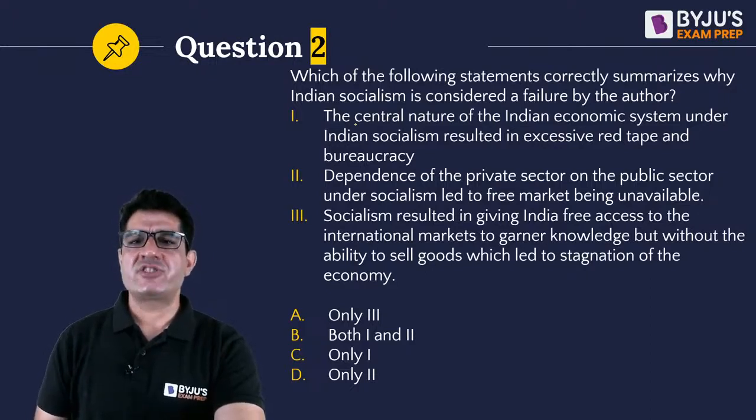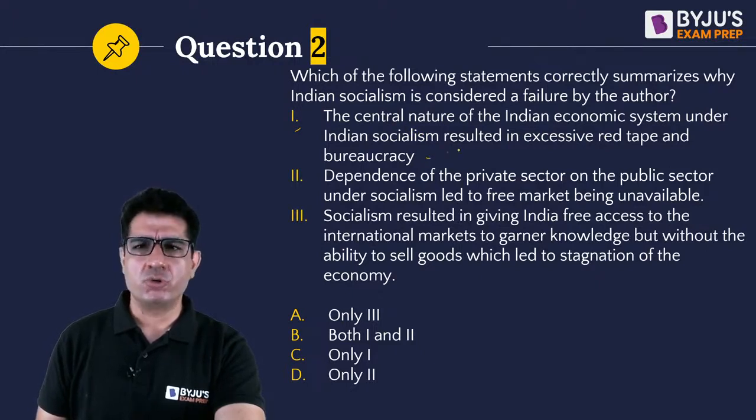Okay, so let's check first. The central nature of the Indian economic system under Indian socialism resulted in excessive red tape and bureaucracy. It is definitely mentioned as one of the problems involved with the so-called Indian socialism. So this is true. Second, dependence of the private sector on the public sector under socialism led to free market being unavailable. Yes, this is once again mentioned.